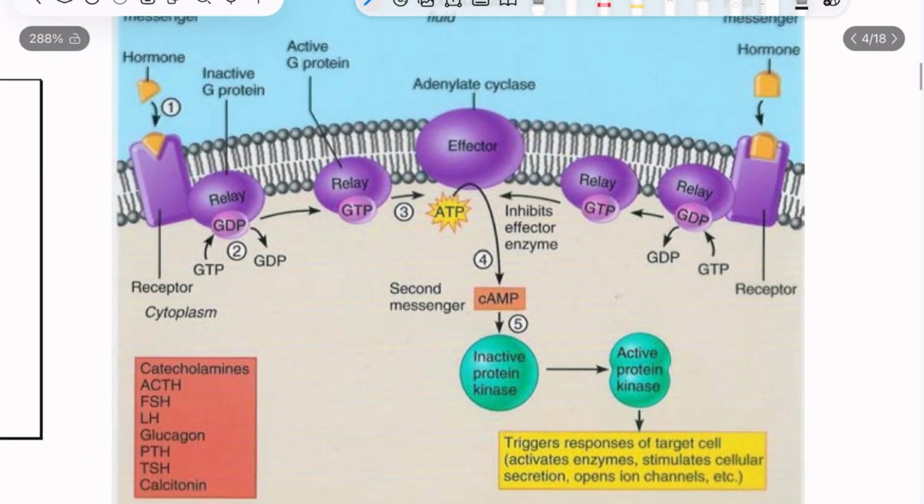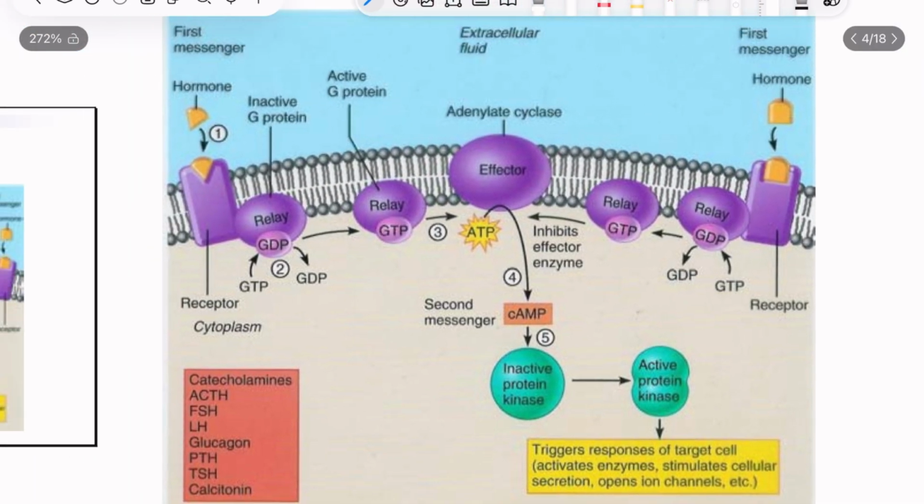So in summary of this whole image, this pathway shows how a hormone triggers a cascade of reactions inside a cell, amplifying the signal through a secondary messenger to produce specific cellular responses, such as activating enzymes or opening channels. This is an example of how external signals are translated into internal actions within the cell.